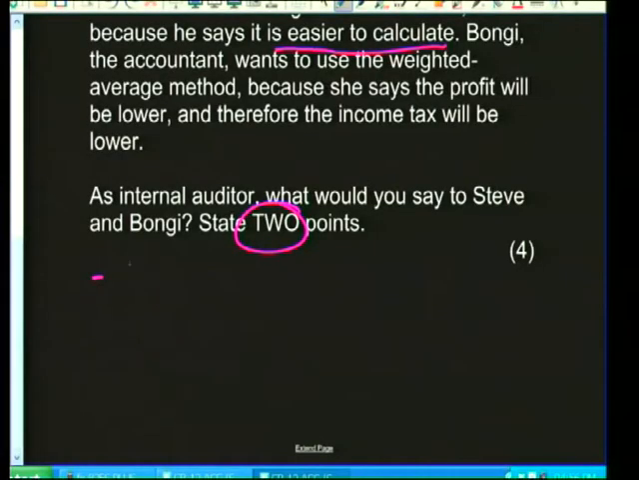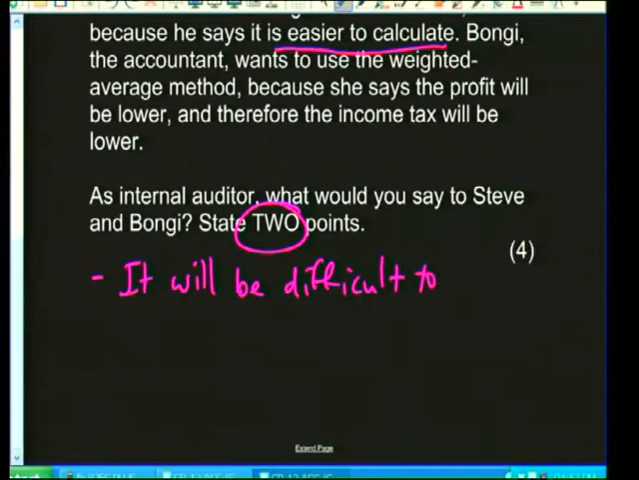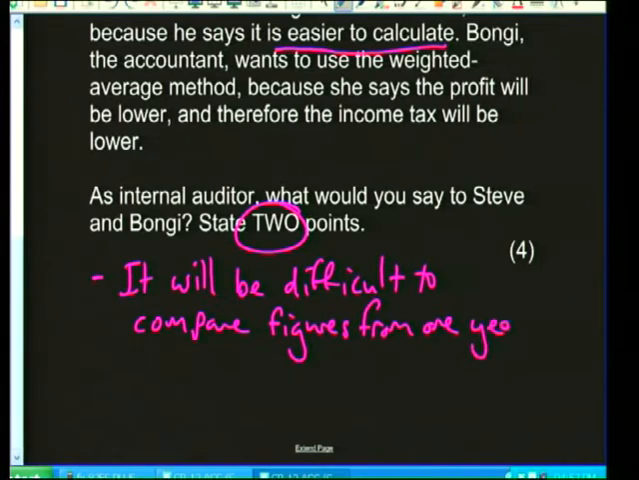What we could say is that it will be difficult to compare figures from one year to the next. So as a result, we should maybe not change the stock valuation method.